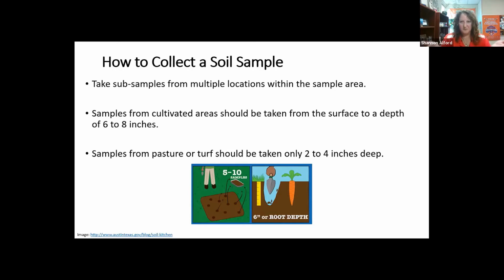So how deep should you sample for soil? Six to eight inches for most crops. Really you're thinking in terms of, I want to know what the plant roots have access to, and that's where I'm going to sample to. If it's just pasture or turf, then only two to four inches is usually fine, wherever those plant roots are going to be.